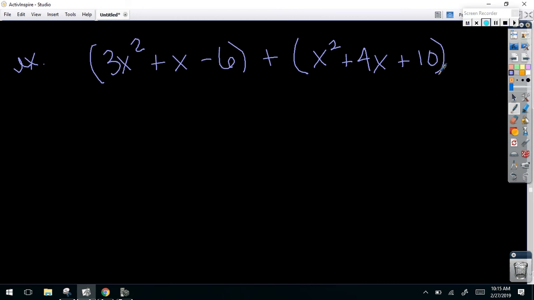Which one should I start with? With the biggest degree, which is x squared. All right, with the squared. So I've got a 3x squared in the first one. Do you see any more x squareds? What is 3x squared plus x squared? 4x squared. I'm done with that one.